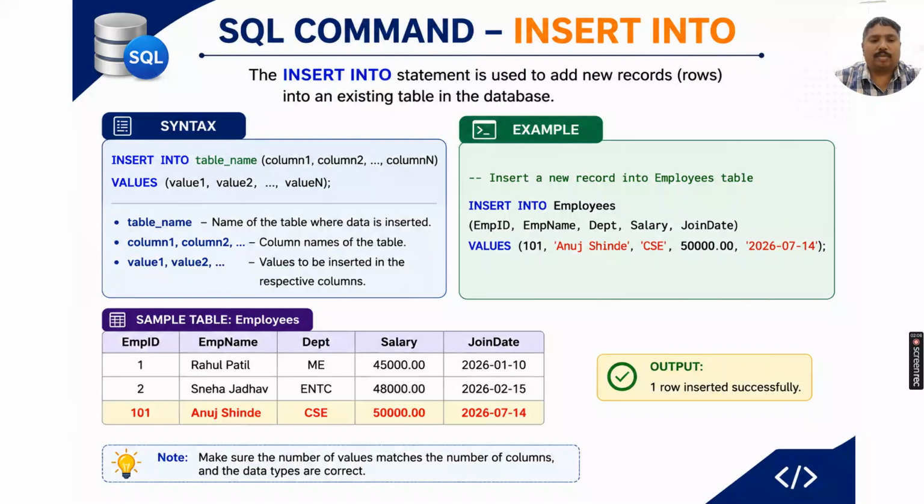One must note: make sure the number of values matches the number of columns and the data types are correct. Whatever column names we have mentioned for the employees table, the number of columns and the number of values we are inserting should match each other. Also, the data type should match: if it is a number, the value should be a number; if it is character or varchar, that is text, it should be text; and the join date should match the date format. Now you'll see how to insert multiple records.